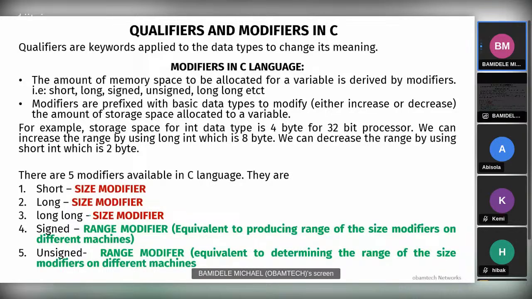Simple. Keywords applied to a data type to change its meaning. What are we talking about? Sometimes you may have seen somewhere that they declared an integer variable, and you see something like unsigned int a or unsigned int b. That qualifier, unsigned, is a keyword applied to the data type int, and in that case it changes the meaning of that data type.